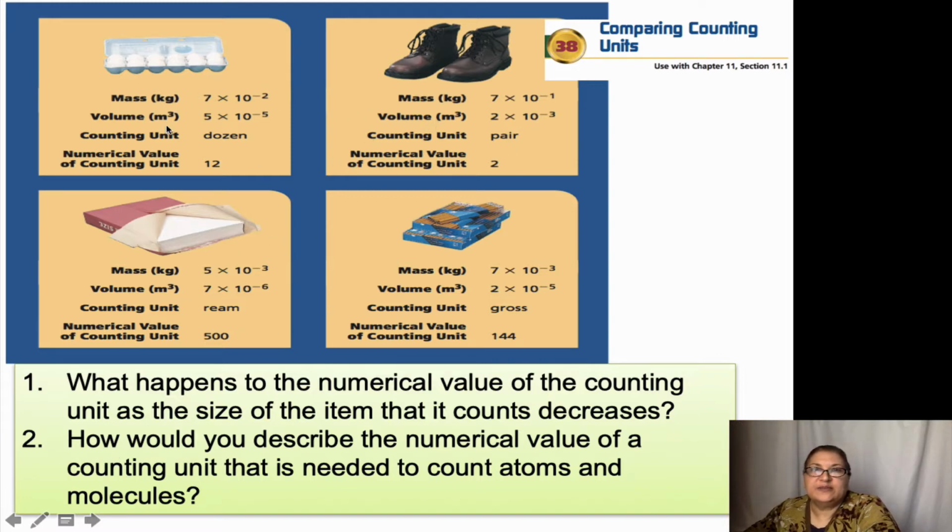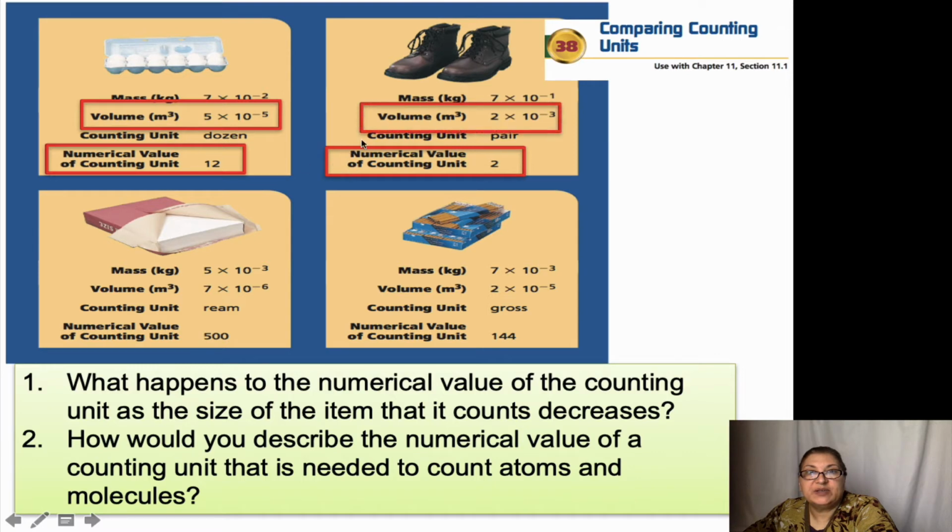And these are the daily things that we count: pair of shoes, dozen, ream of paper. So the first question is, what happens to the numerical value of the counting unit as the size of the item that it counts decreases? So the volume, we go from, so this is the numerical and the volume.